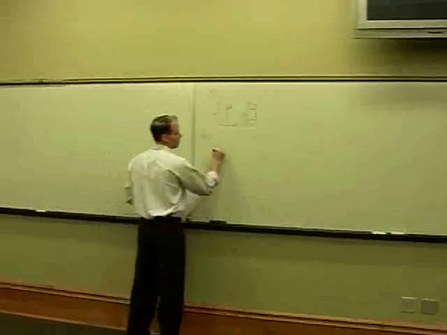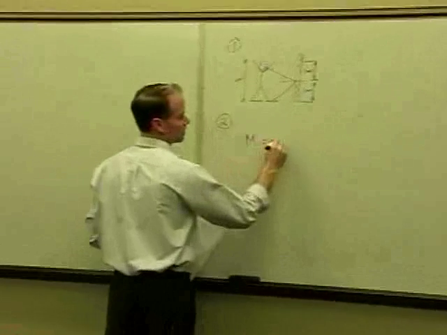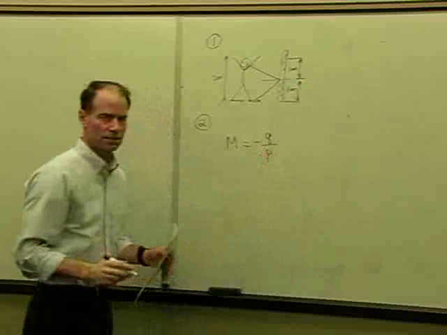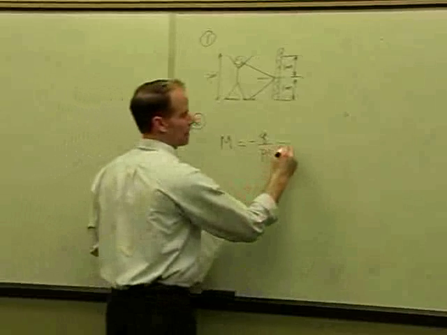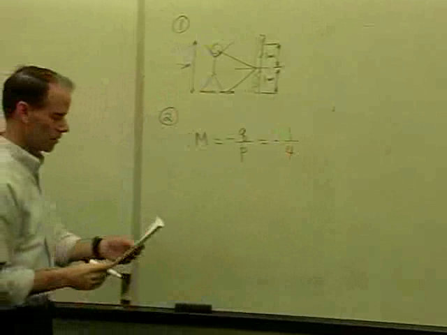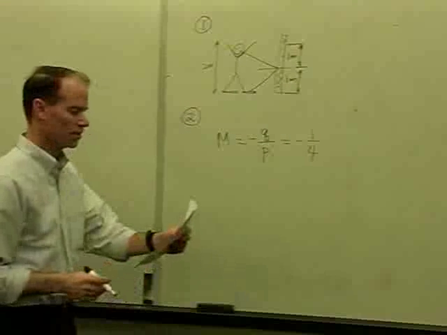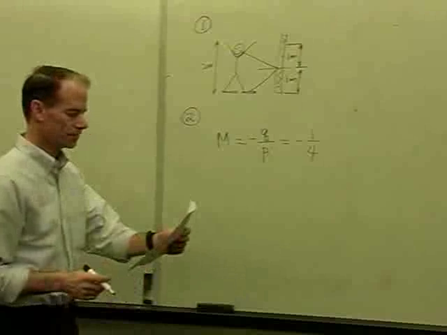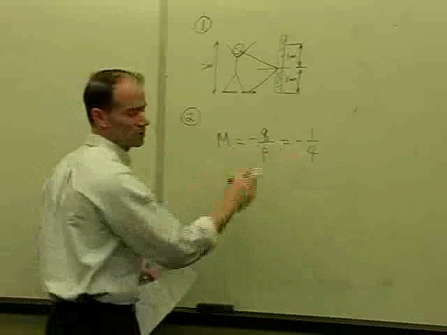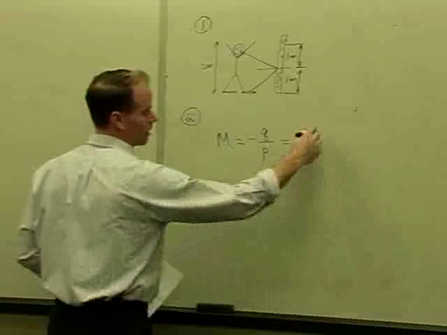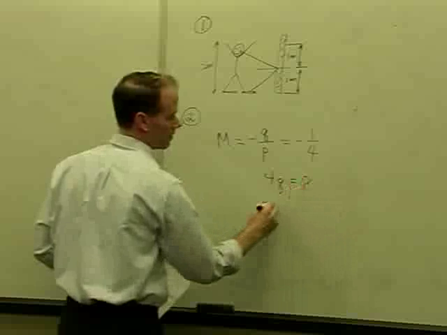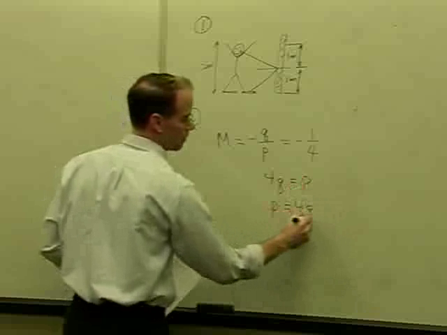So in terms of magnification, that's equal to the negative image distance q over object distance p, and we're going to say that that's a negative 1/4, inverted, and 1/4 for the image size. So solving this for p, multiplying both sides by -1 and bringing p over here and the 4 up here, we have 4q equals p, or p is equal to 4q.